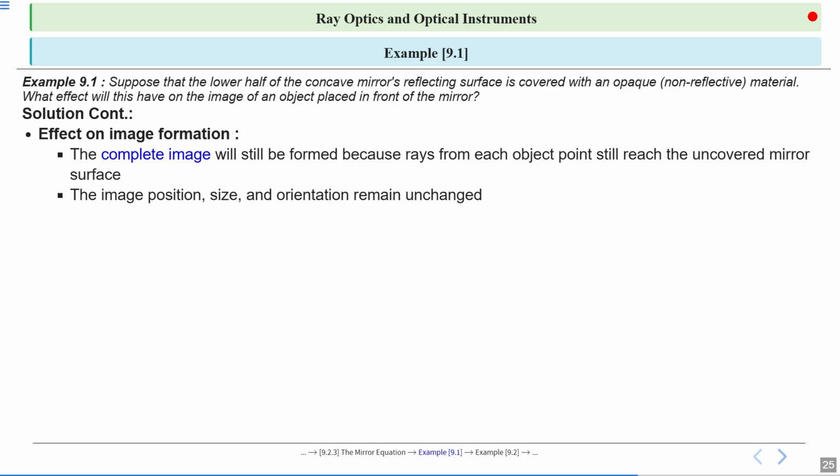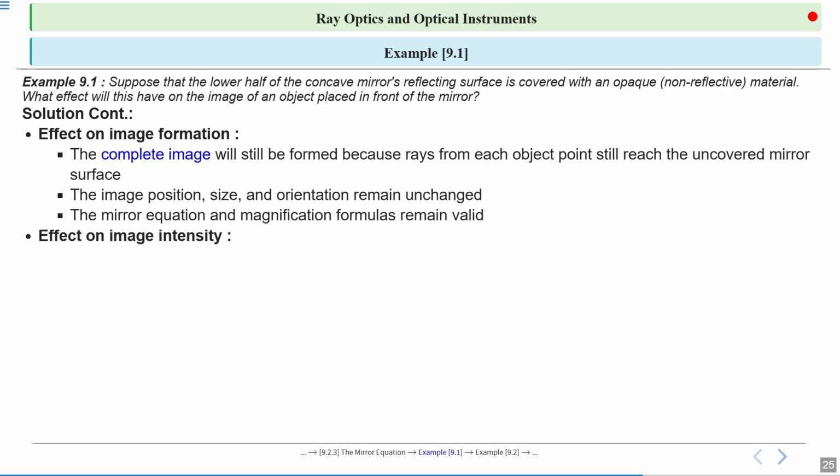The image position, size and orientation remain unchanged. The image will be formed at the same distance as earlier, the size of the image will be the same, and the orientation will also be the same as in the initial case. The mirror equation and magnification formulas remain valid for half of the mirror also.